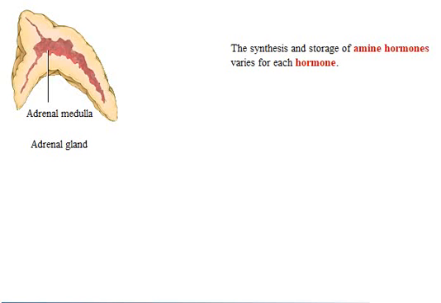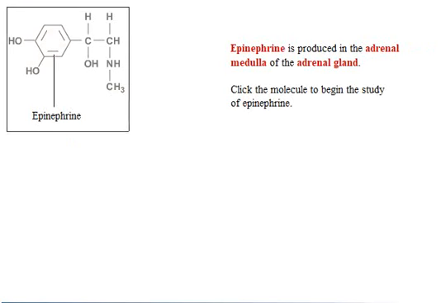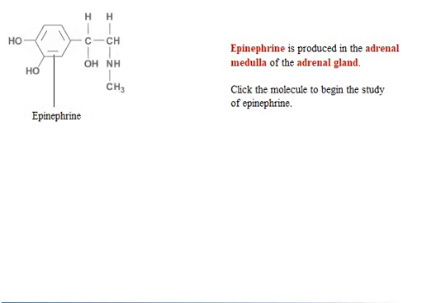The synthesis and storage of amine hormones varies for each hormone. Recall that epinephrine is produced in the adrenal medulla of the adrenal gland. Click the molecule to begin the study of epinephrine.